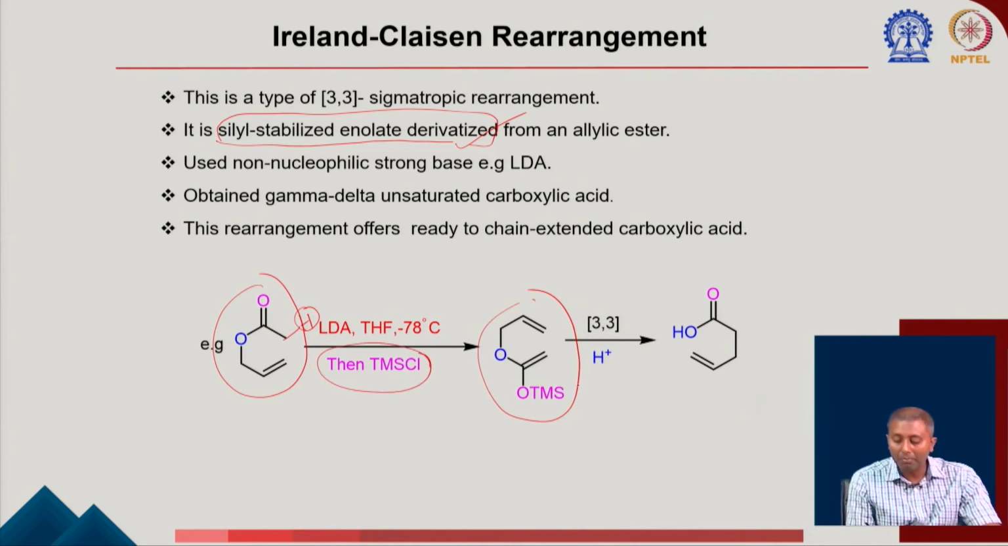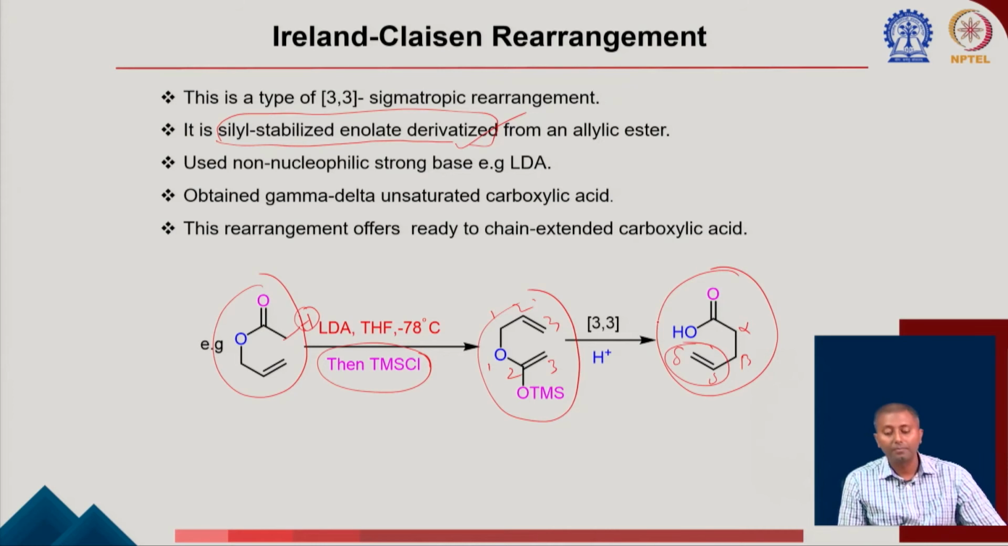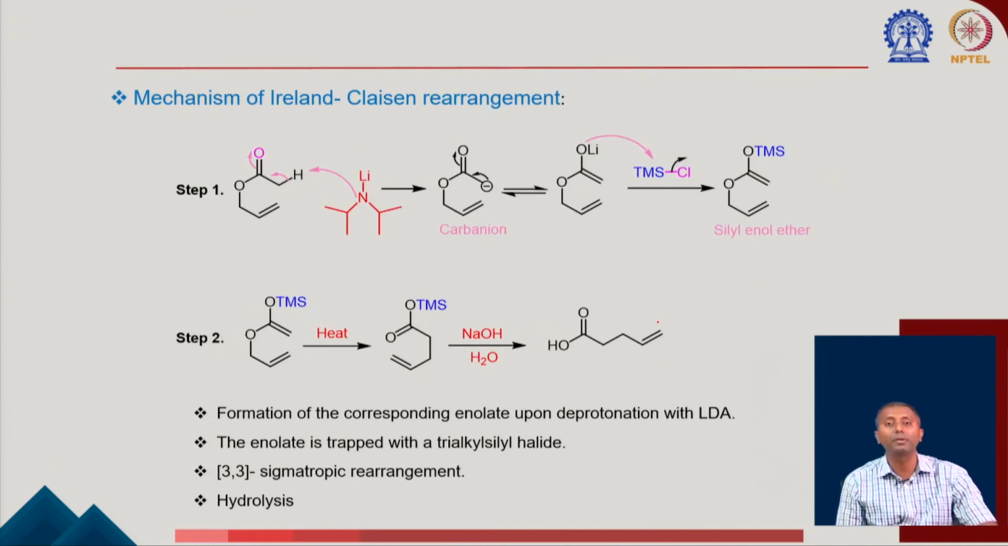Then it participates in a 3,3 sigmatropic shift. Now also you can assign 1, 2, 3, 1, 2, 3. It is going for a 3,3 sigmatropic shift. Now it is forming alpha, beta, gamma and delta. So it is forming the gamma,delta unsaturated carboxylic acid instead of the ketone which is formed in the Claisen.